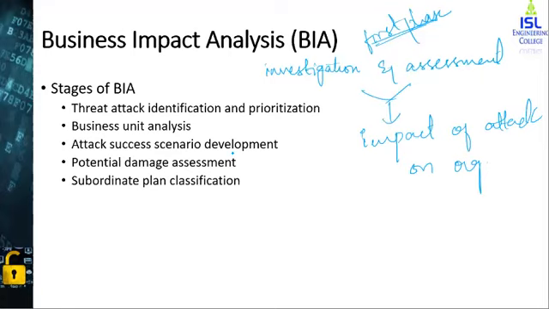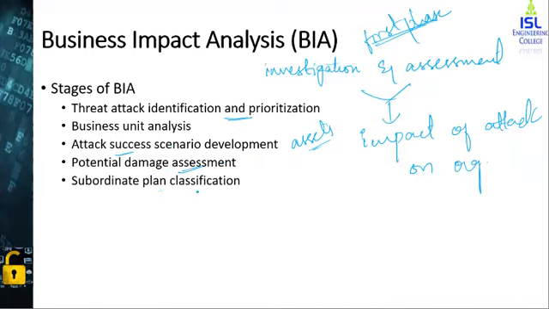Now within this, you've got different stages that are going to occur within the business impact analysis. You're going to begin with threat attack identification and prioritization. What are the priority threats? You begin with those. Then business unit analysis, which particular area is being affected. Then attack success scenario development, that is how many different assets have been compromised, what are the different successful attempts on those assets. Then potential damage assessment, you're going to identify how much damage is there. You're just making an assessment of the different damages.